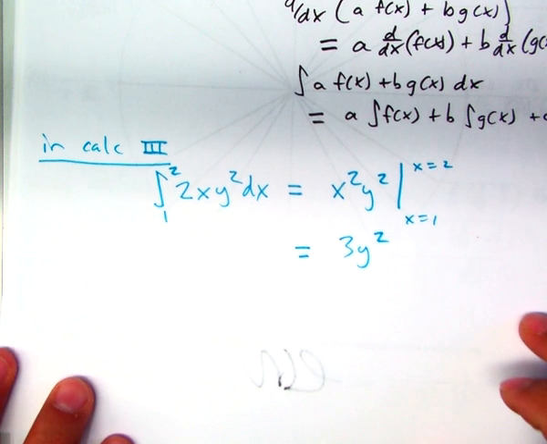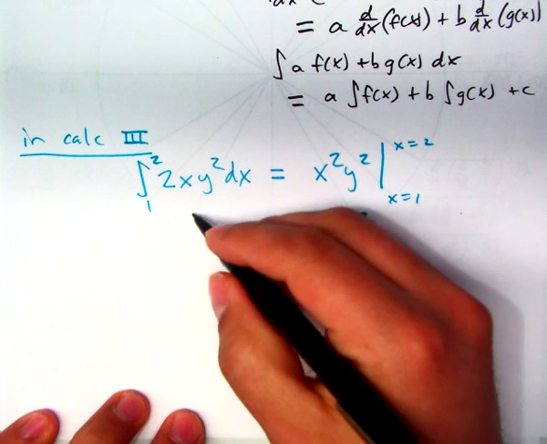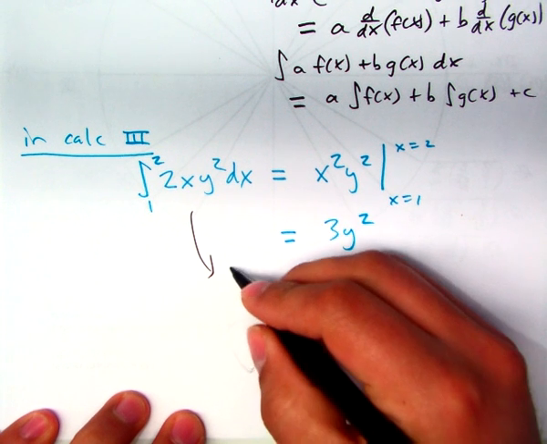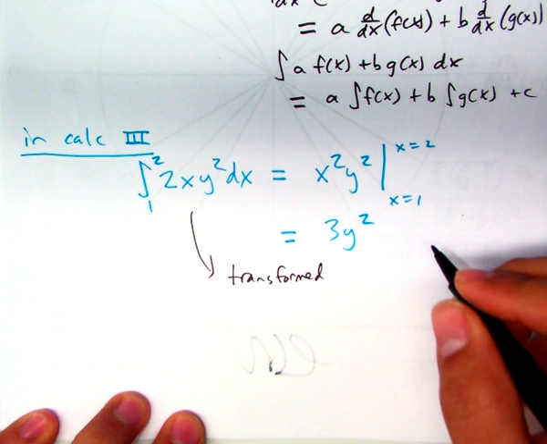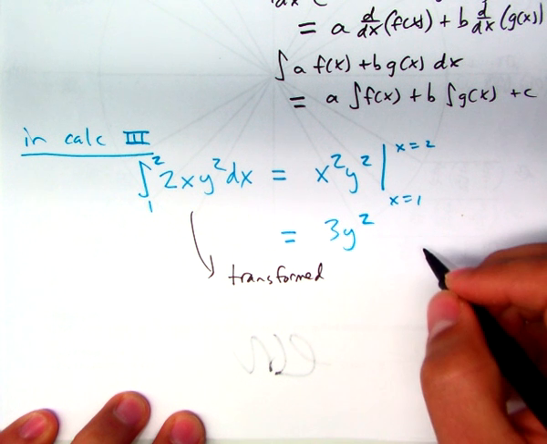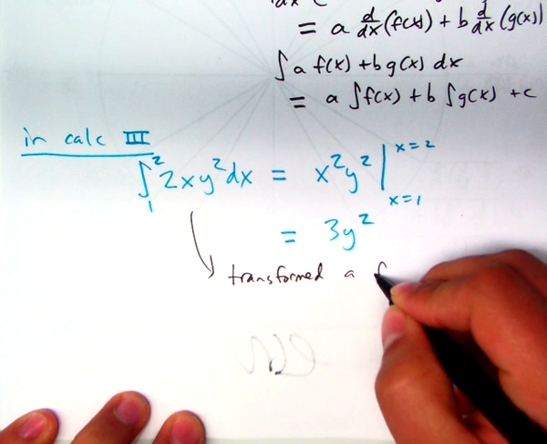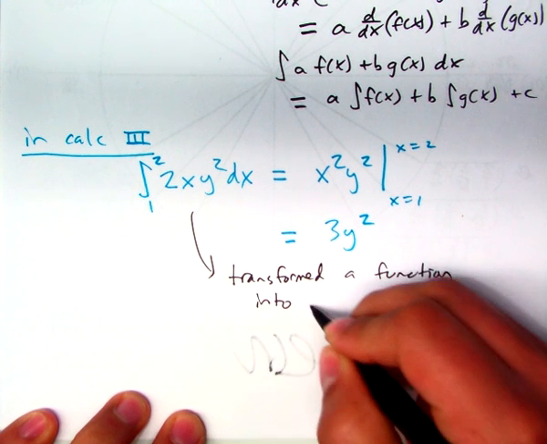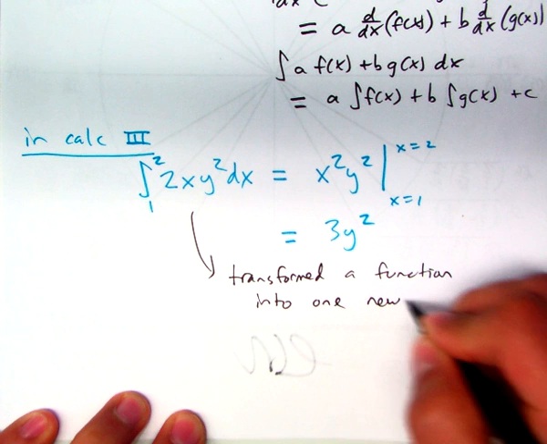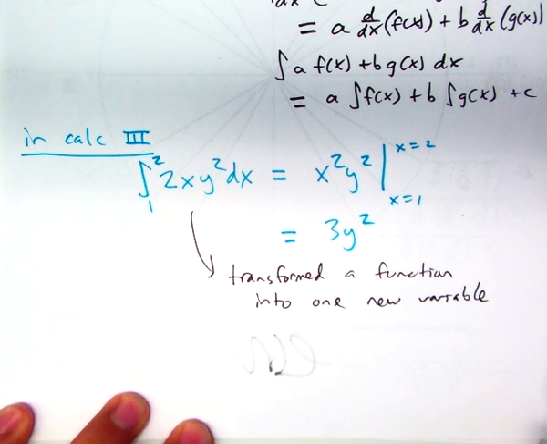So in particular, this operation transformed a function into one new variable. Now it's just in terms of y.